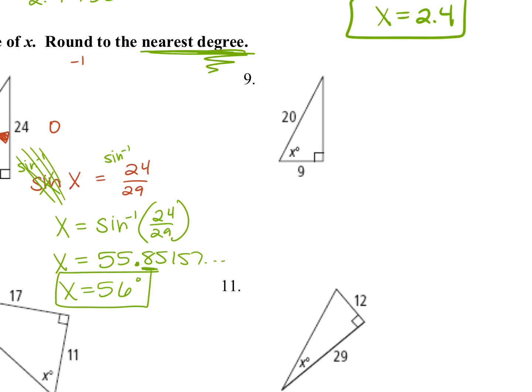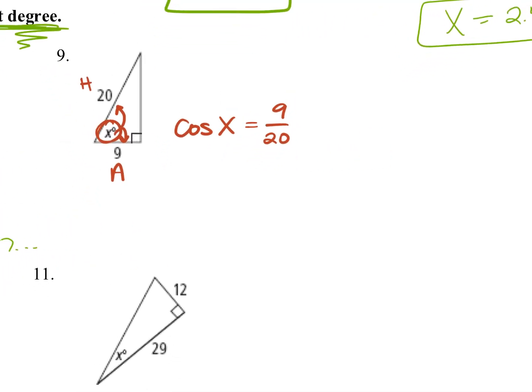Where are you starting? Isaiah, put it away. Start at X. What two sides do you have from X? The adjacent. Opposite? It's not the opposite. It's the hypotenuse. Across from the right angle is always the hypotenuse. So if it's adjacent and hypotenuse, what trig function? Cosine. So we're going to say the cosine of the angle equals 9/20. How do you plug this into your calculator? Inverse cosine of 9 divided by 20.